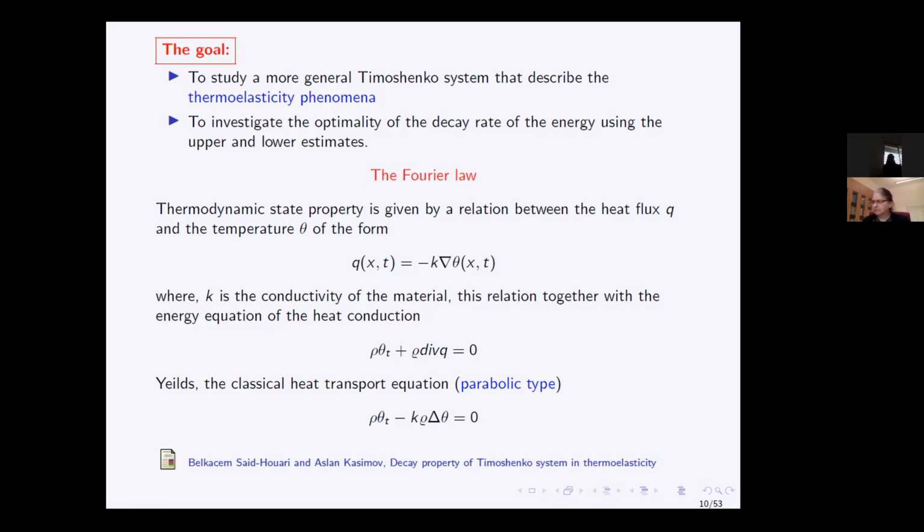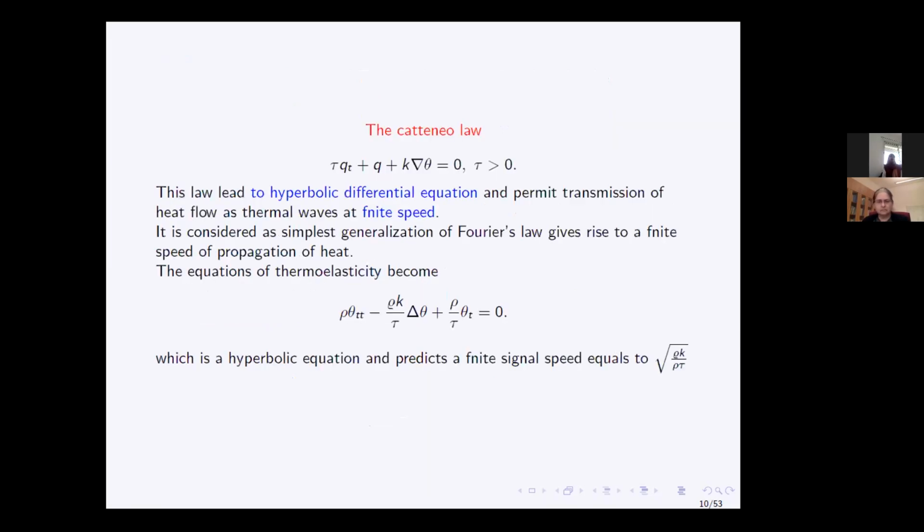To overcome this paradox and to have a more general description of the thermoelasticity phenomena, we have the Cattaneo law, because the Cattaneo law gives this relation between the heat flow and the temperature, and we have a hyperbolic differential equation. So it performs finite wave speed because it gives us a hyperbolic equation.